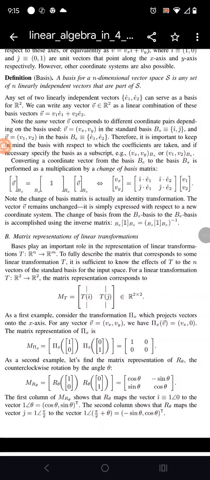Matrix representations of linear transformations. We have already seen linear transformations from R^n to R^n, or R^2 to R^2.